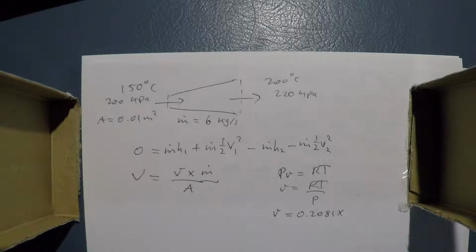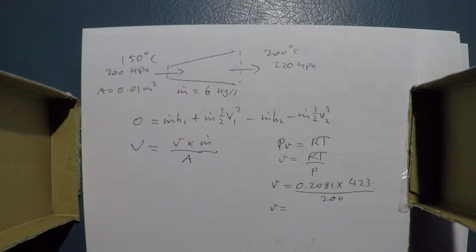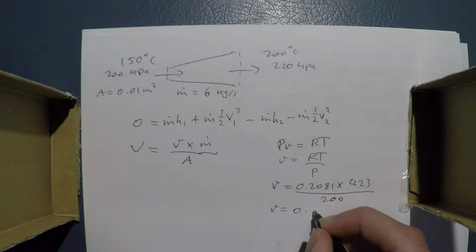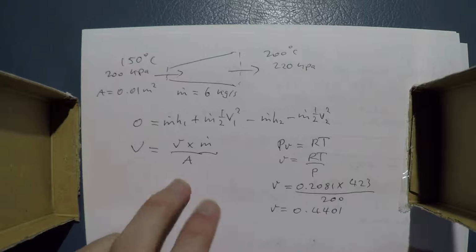0.2081 multiplied by the temperature at the inlet, which is 150, but this has to be in Kelvin, remember? So we add 273 to our 150 degrees Celsius to get 423, over the pressure, which is 200. Plug that in your calculator, and this gives us a specific volume of 0.4401.